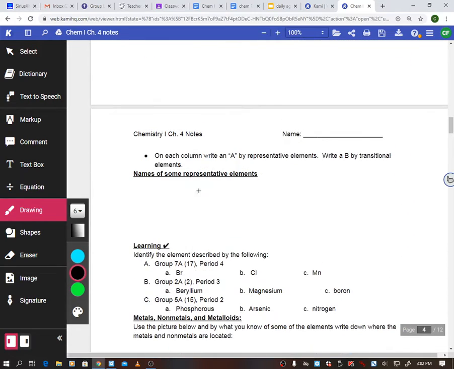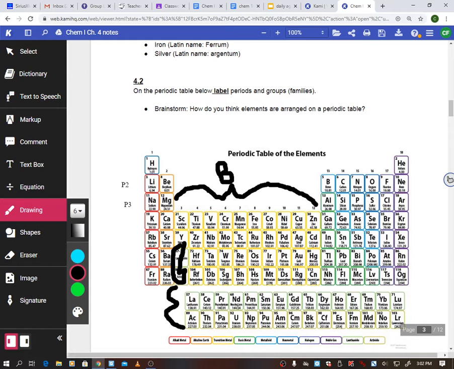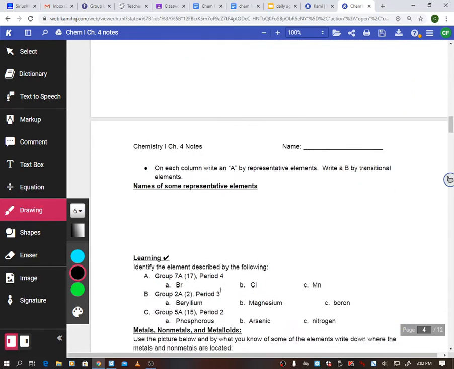So name some names of some representative elements. I mean, you've got hydrogen, calcium, carbon, arsenic, bromine. It's anything that are in column 1, 2, 13, 14, 15, 16, 17, and 18. And of course, these guys down here are a little bit different too. If you look, they come from right here. So they are considered transitional also.